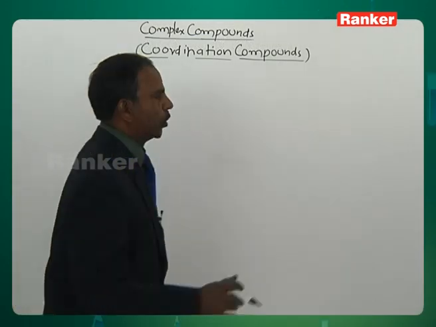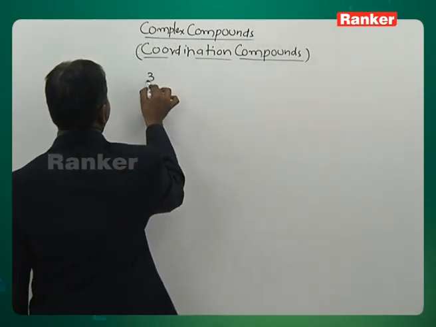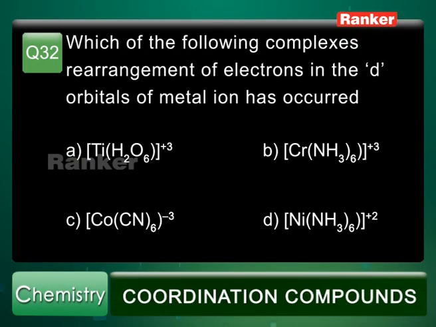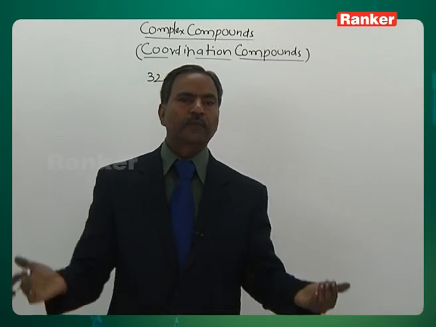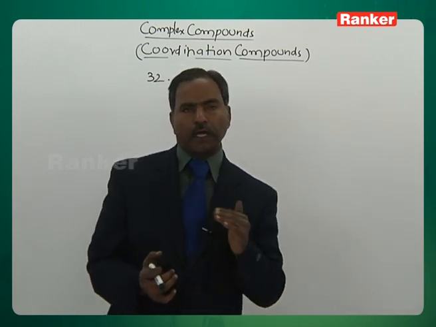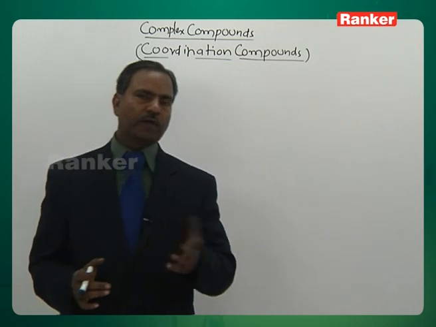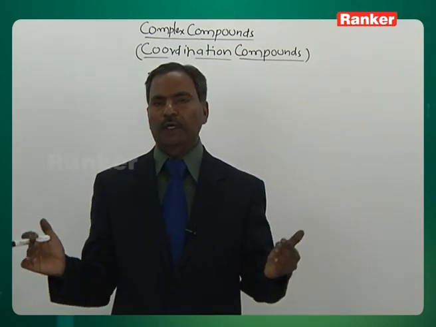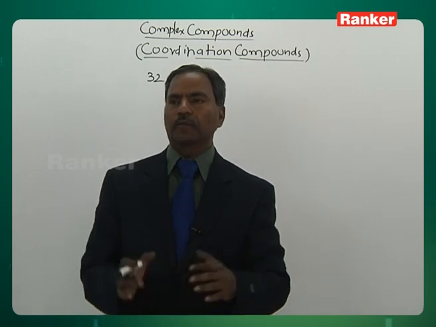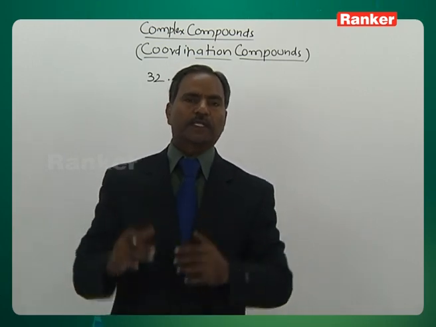Coming to question number 32. In the following complexes, in which does rearrangement of electrons in the d-orbitals of the metal ion occur? That you have to see. Wherever a strong field ligand is there, you can understand that, compared to the free metal ion, there will be rearrangement of electrons. Pairing is taking place, then the rearrangement takes place.